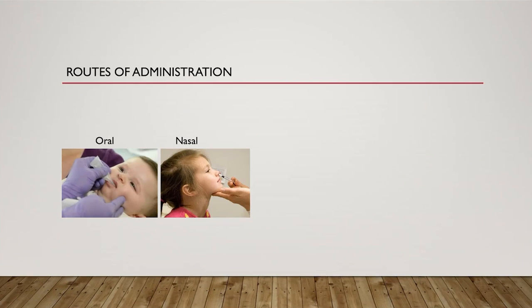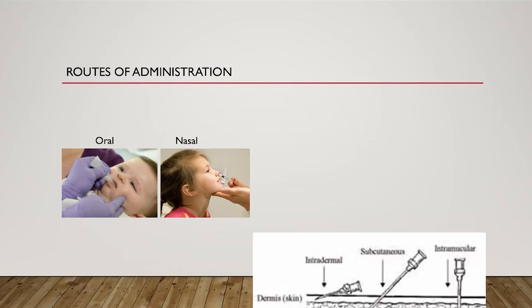Then what are the routes of administration? The preferred routes by children are these two routes, the oral route and the nasal route. Both have good absorption qualities. The nasal route is much better than the oral route, more tolerated than the oral route. But unfortunately, only a few vaccines are available in this route. Most of the vaccines we have are injectable vaccines.